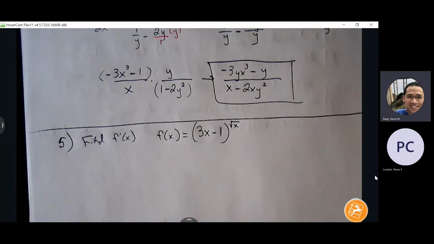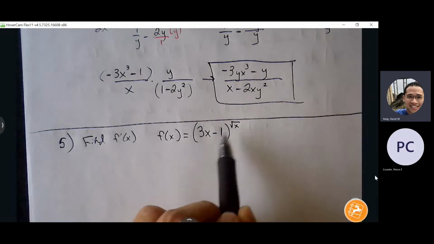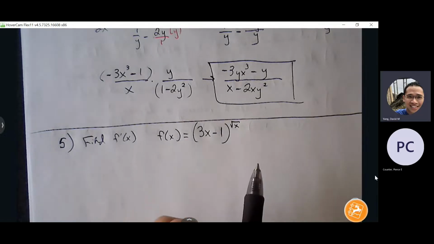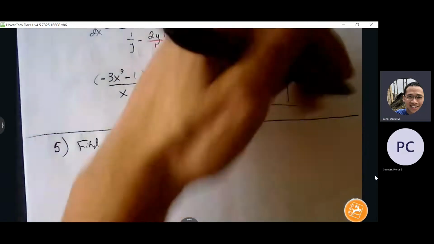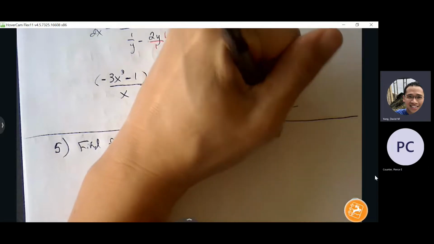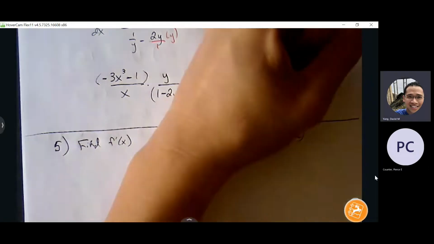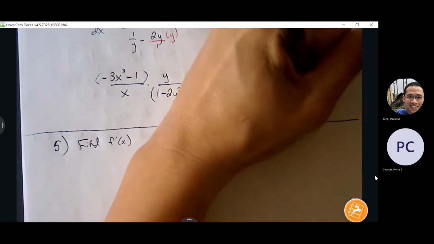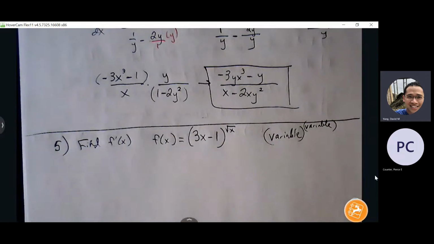Okay, 3x minus 1 raised to the square root of x. Do we have a derivative rule that can handle this setup, this format? Yeah, it looks like maybe chain rule, but here's the issue. This is a variable base raised to a variable exponent. Any idea what we do if we see that situation?